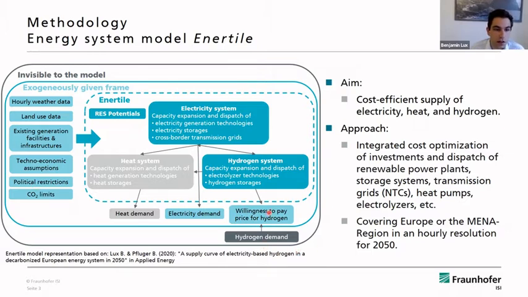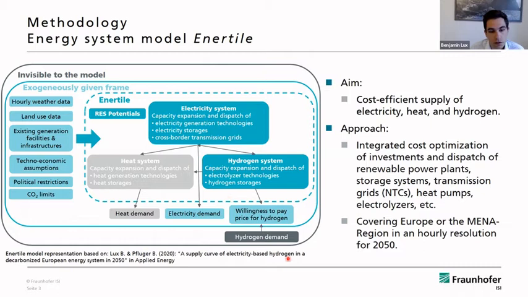On the left side, you can see a graphical representation of the model, and you can see that in principle we have three big subsystems. So this is the electricity system, the heat system, which will not be used for the MENA calculations, but as we're comparing them to European ones, I can show that here anyway, and the hydrogen system. And these subsystems are able to interact. And we do a cost optimization of these subsystems in order to meet exogenously given heat or electricity demands.